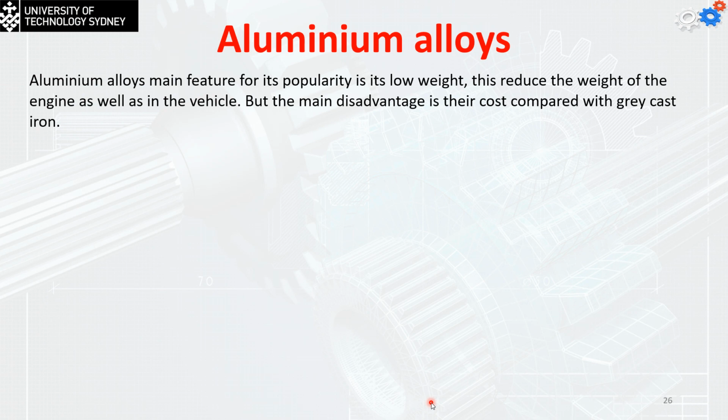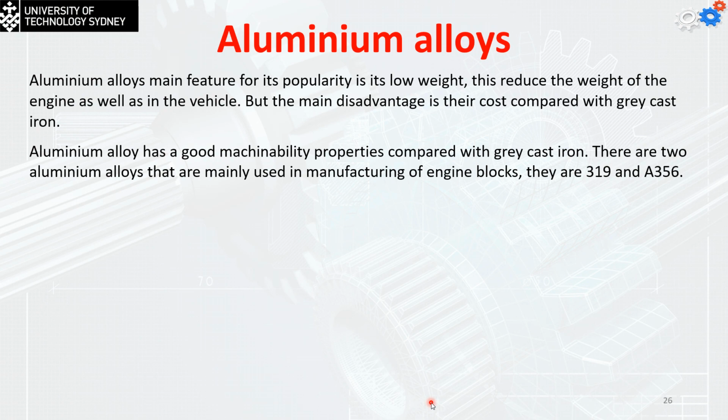Now, starting from the 1980s, the aluminium introduced itself as an alternative for the gray cast iron. Its main feature was the low weight, and it is going to reduce the weight of the engine as well as the vehicle in general. But the main disadvantage is the cost compared to the gray cast iron, because aluminium is quite a precious material.